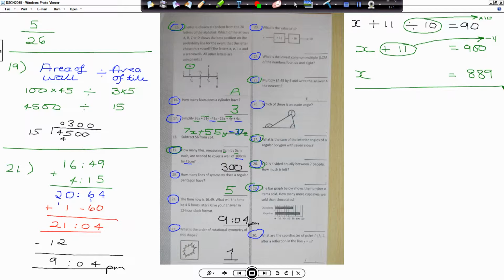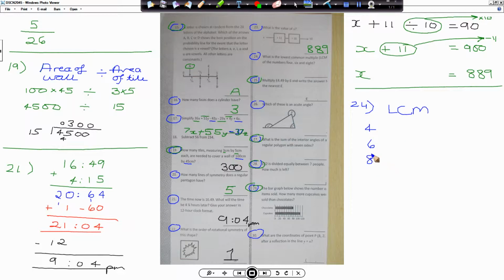889. So we have to reverse the operation, and that gave us 889. Okay. Question number 24. What is the lowest common multiple of the numbers 4, 6, and 8? Right, let's have a look at that. That's a good question. So number 24, we have the LCM of 4, 6, and 8.